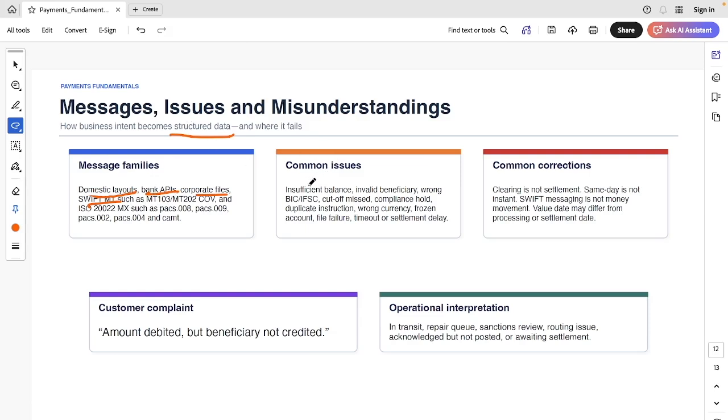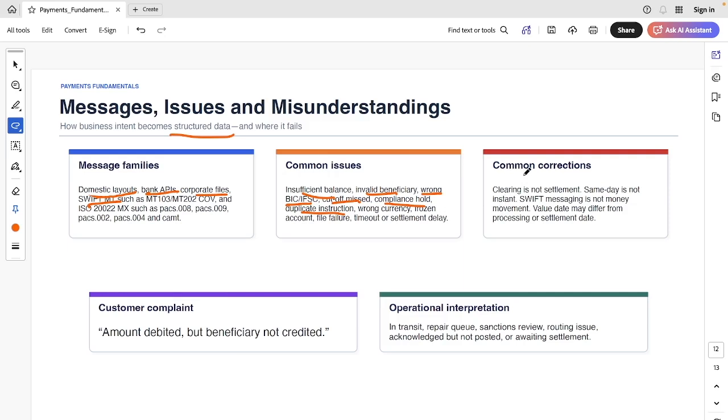If the form is incomplete or wrong, the payment may fail, or it may go to repair state, or it may get rejected or delayed. Common issues include insufficient balance, invalid beneficiary account, wrong bank identifier code, cutoff missed, compliance hold, and duplicate instructions. These are the reasons because of which the payment may fail.